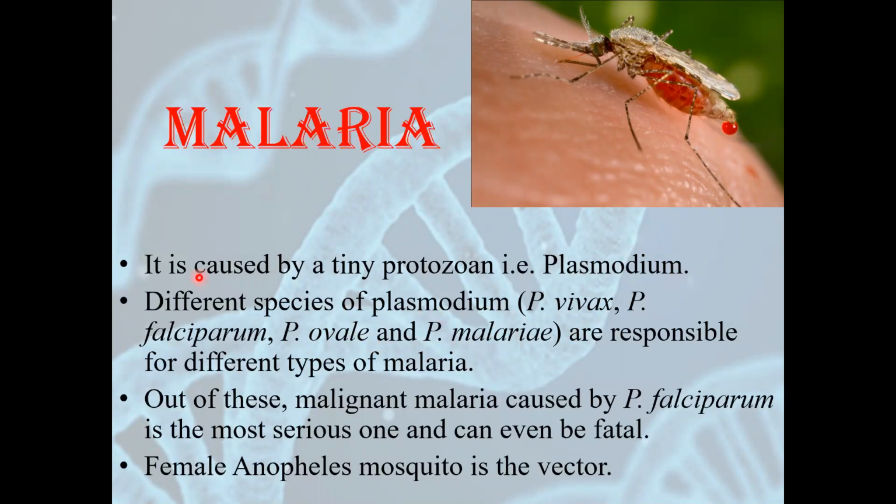Now, out of these four species, Plasmodium falciparum causes malignant malaria. And malignant malaria, in Hindi, is called zehri malaria. It is a fatal type of disease. It is the most serious one, and because of this, the person may also die. Now, how is this malarial plasmodium spread? It is spread by female Anopheles mosquito. The female Anopheles mosquito is the vector in spreading malaria.